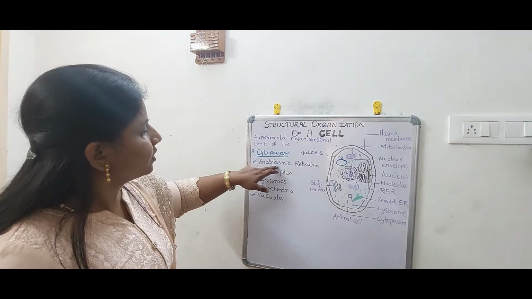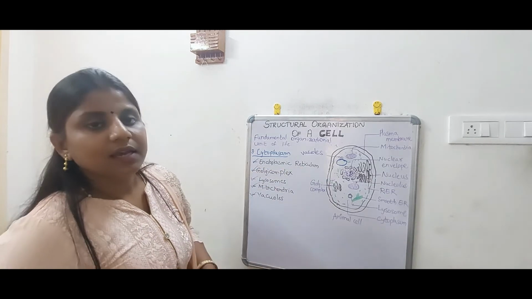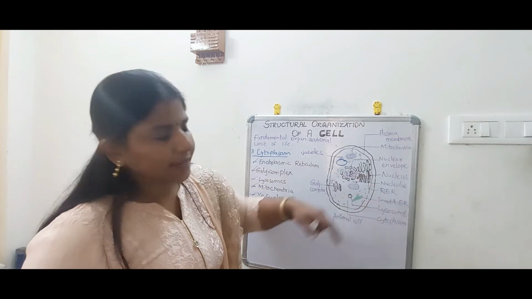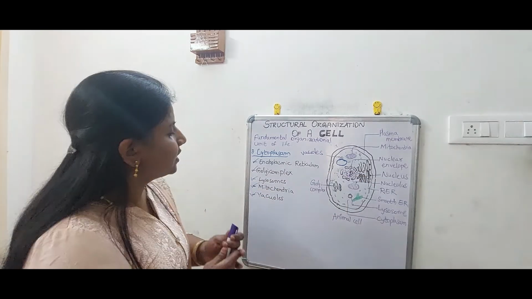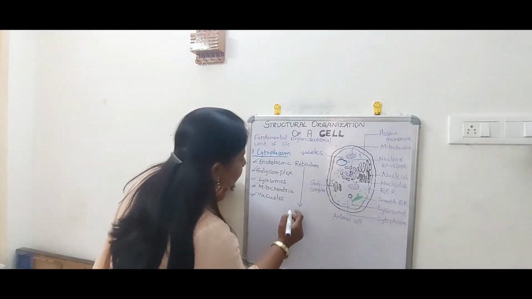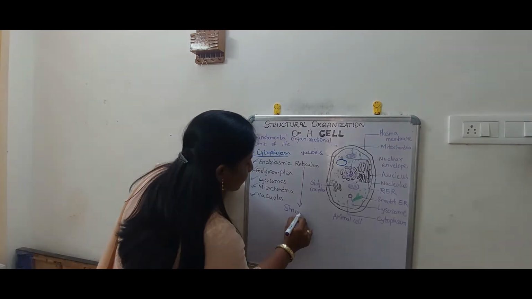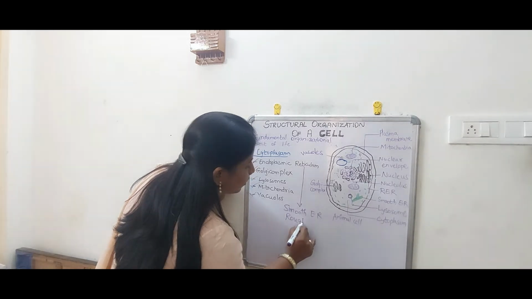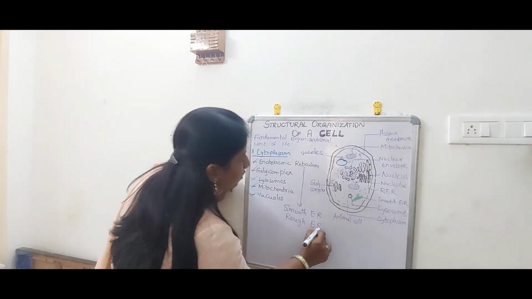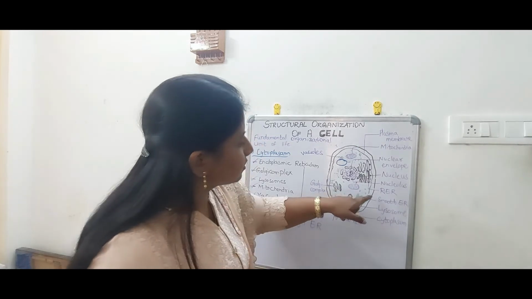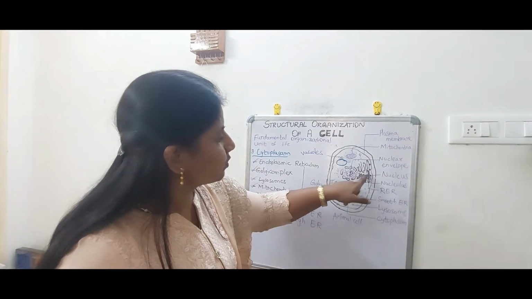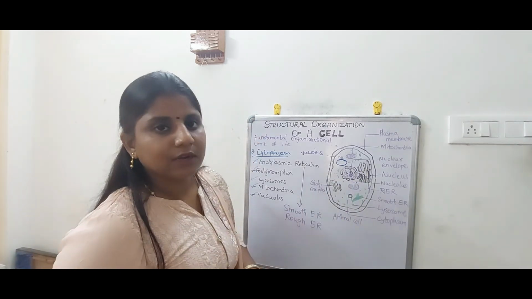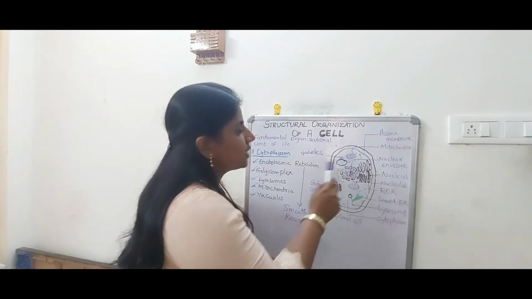First we will see what is Endoplasmic Reticulum. These Endoplasmic Reticulum are tube-like structures. It is of two types. One is smooth endoplasmic reticulum, and another one is rough endoplasmic reticulum. So this is a smooth endoplasmic reticulum and this one is rough endoplasmic reticulum. In rough endoplasmic reticulum there are ribosomes attached to it.